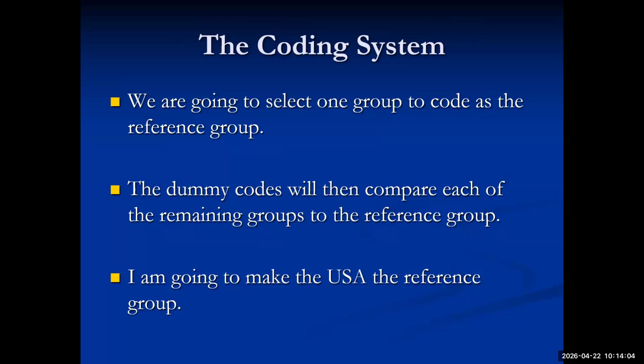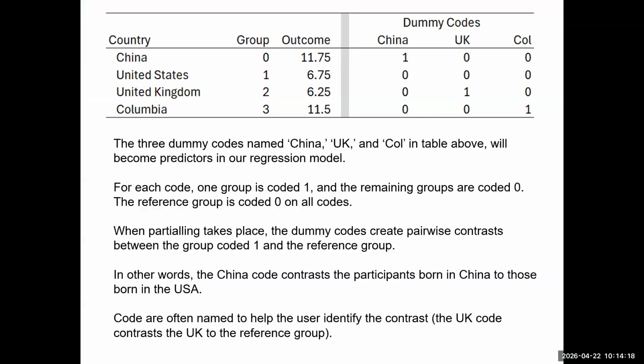Okay. Now, when we create the coding system, we're going to designate one of the groups as the reference group. The dummy codes will then compare each of the remaining groups to the reference group. And in today's example, I'm going to use the USA as the reference group. Okay, so here is the original coding on the left-hand side. Here we've got the original coding of the country of origin and the original variable named group. And then on the right-hand side of the table, I've got the three dummy codes. One is named China, one is named UK, one is named Colombia.